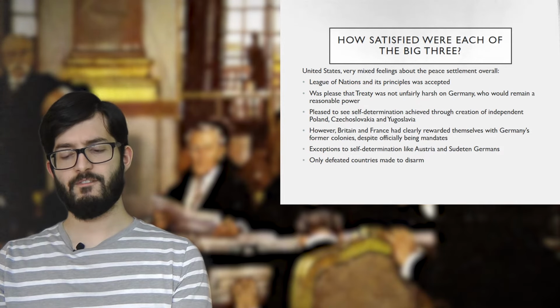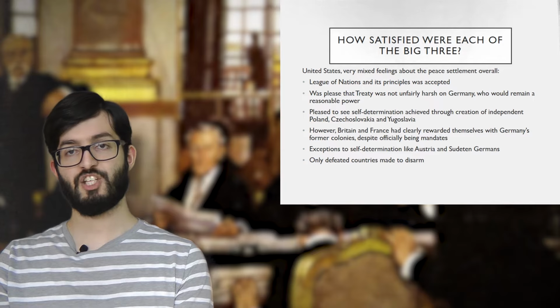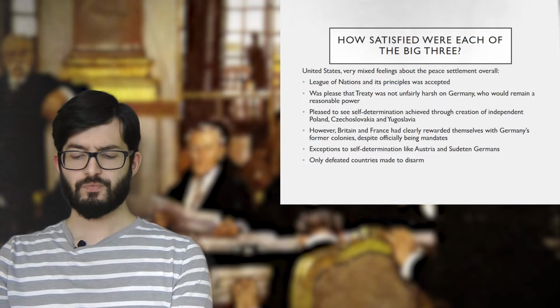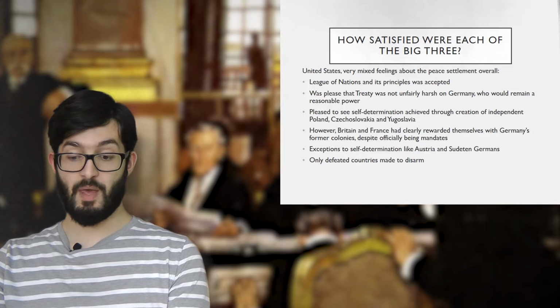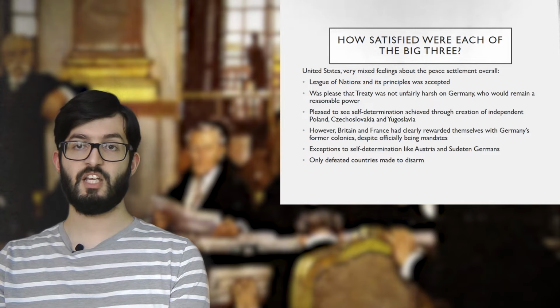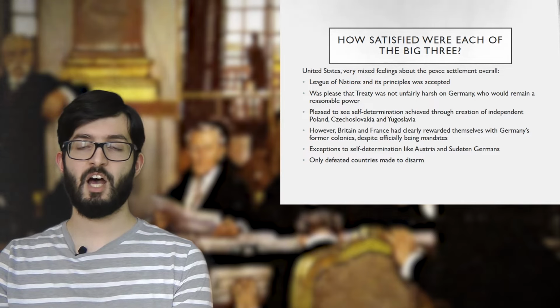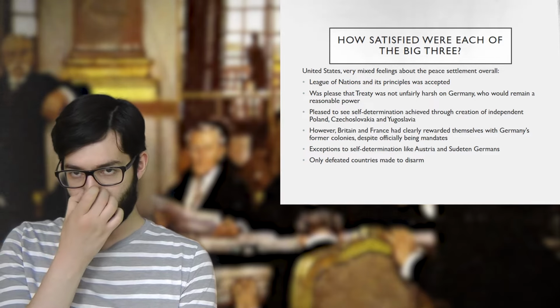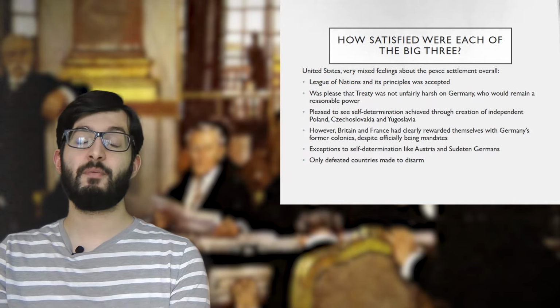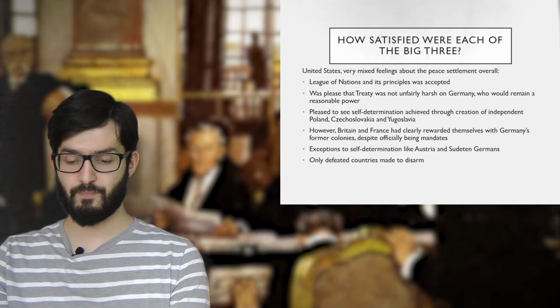The US have very mixed feelings about the peace settlement overall, and of the three countries, arguably get the least out of it. The one thing they do get out of it, what they're particularly pleased about, is the creation of a League of Nations. That is essentially based upon the principles that were set out by the US, and those principles were essentially accepted. And so on this front, the Americans, or rather Wilson, are fairly pleased.